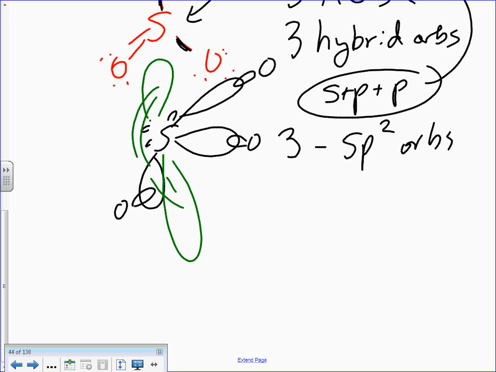But what I want you to be able to identify right now is, if you have three, don't flip the table. There's more. I'll explain more. But basically, you have three electron domains. You bring together an S, a P, and a P. You make an sp2 hybridized orbital.